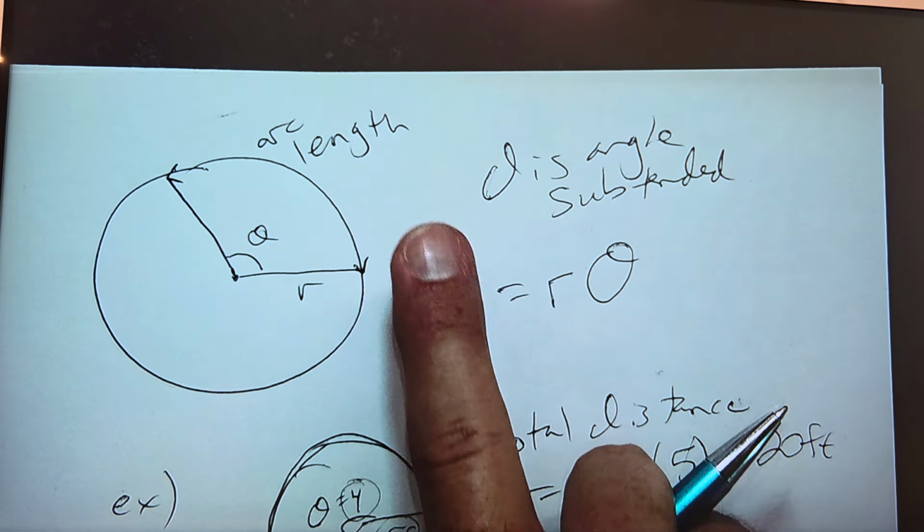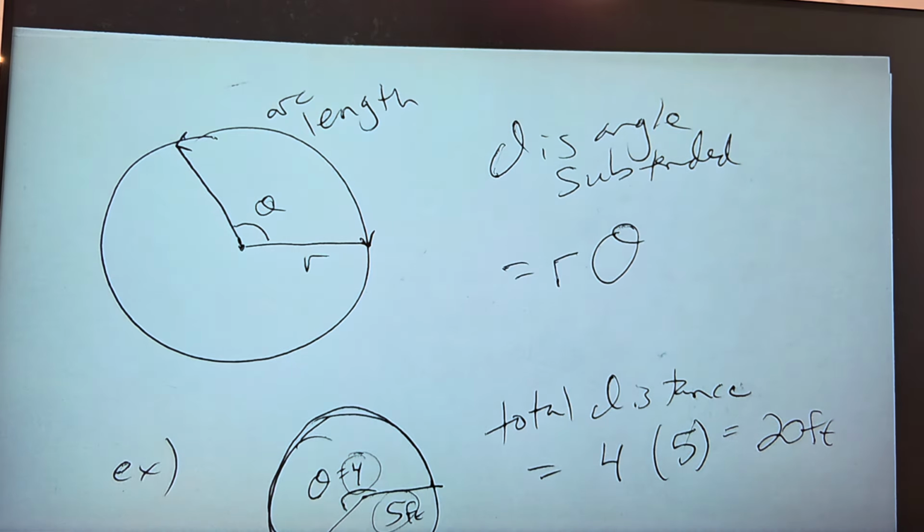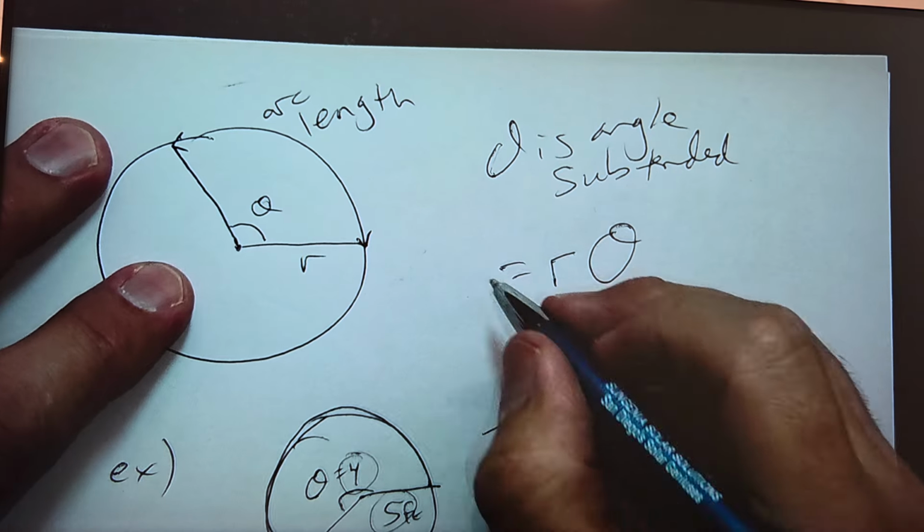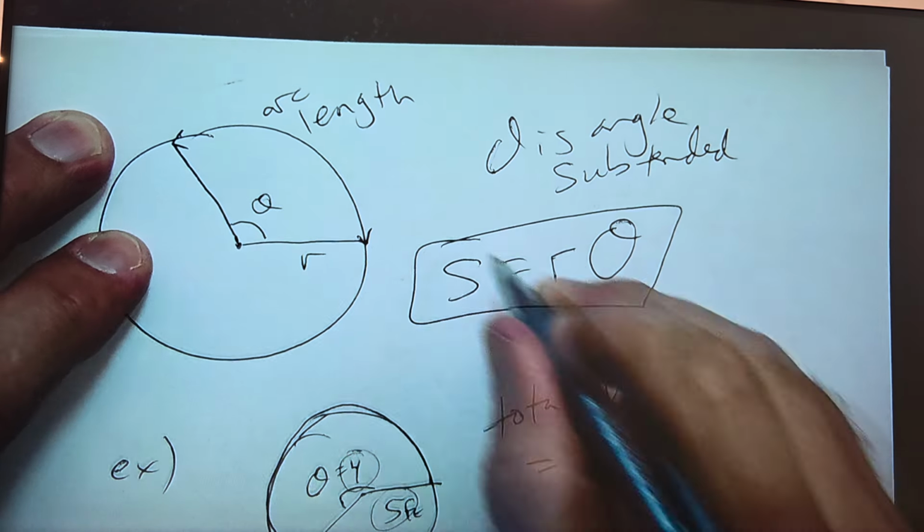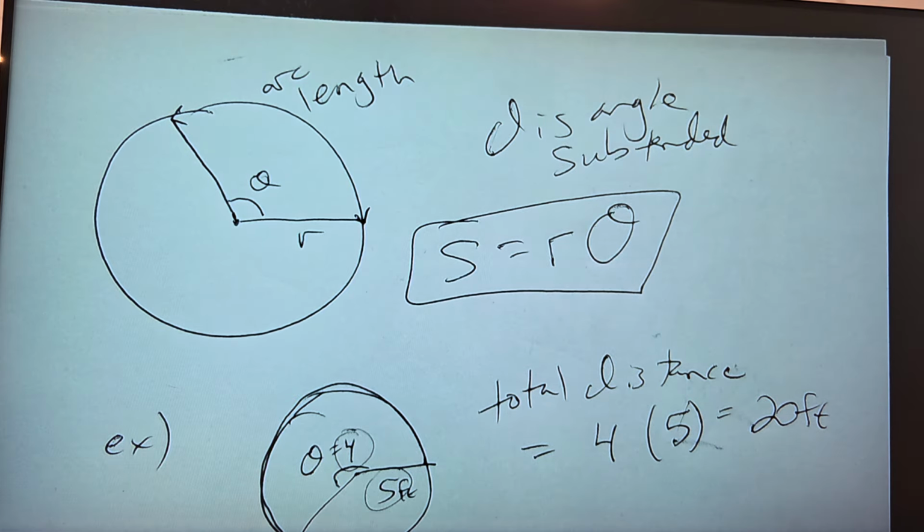Now, what variable do we use for arc length? Well, kids, obviously, I'm going to use S. No, it's not obvious. So arc length, we use the letter S. That means arc length. That is the formula for arc length.